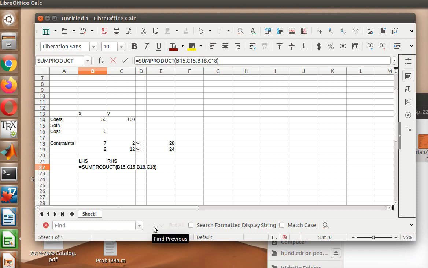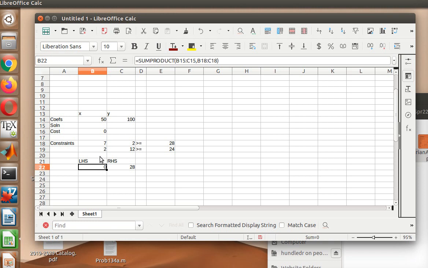Good. Now, I need a semicolon there. Good, there we go. Okay, now I can just put in my right-hand side here if I want to. That's cell E18, right? Okay, and then, 18. Okay, then the left-hand side for this one is going to be the same.